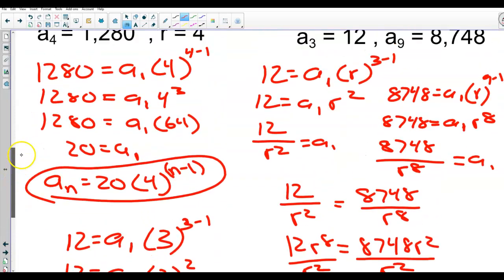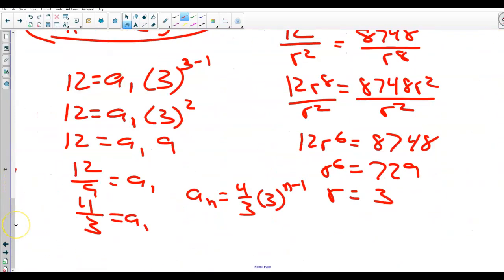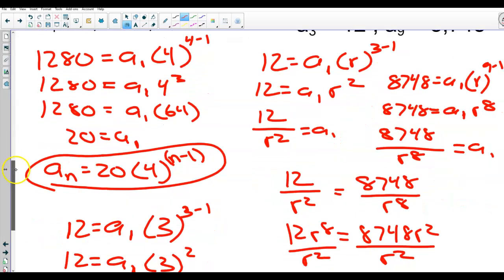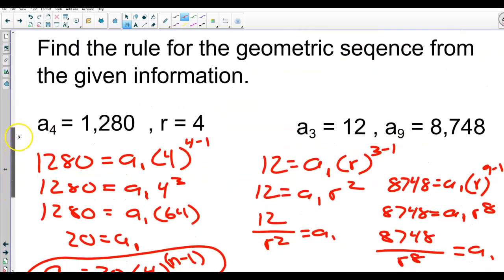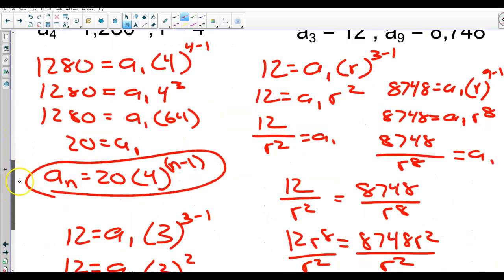I would check my work. If I plug 3 in here, 3 minus 1 is 2, 3 squared is 9, 9 times 4/3 is 12. If I were to plug 8 in here, I would do 3 to the 8th and times it by 4/3 and make sure I got 8,748.